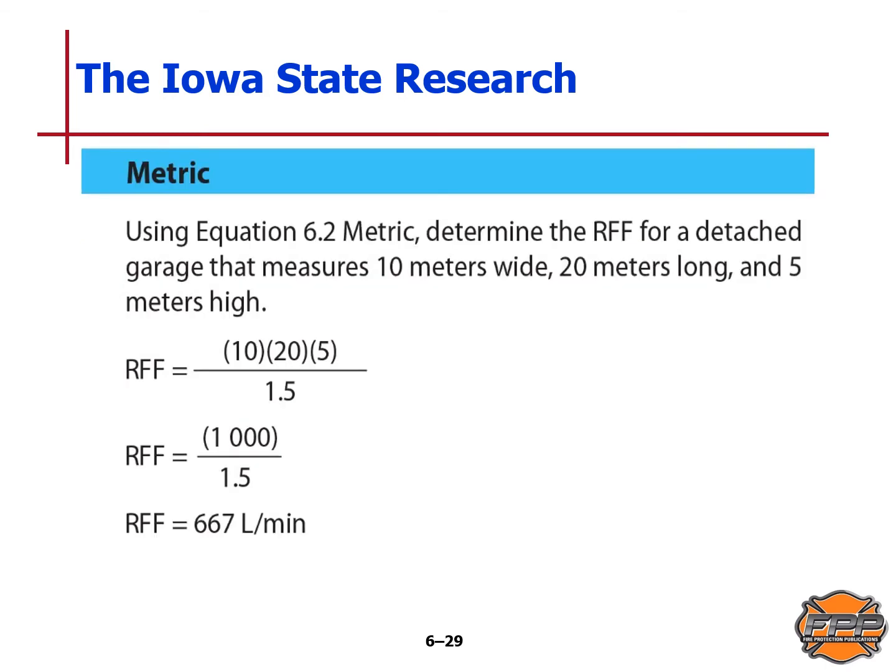In metric, using equation 6.2, determine the RFF for a detached garage that is 10 meters by 20 meters by 5 meters high. So the RFF is 10 meters times 20 meters times 5 meters divided by 1.5 liters. The RFF then is 1,000 divided by 1.5, so the RFF is 667 liters per minute.